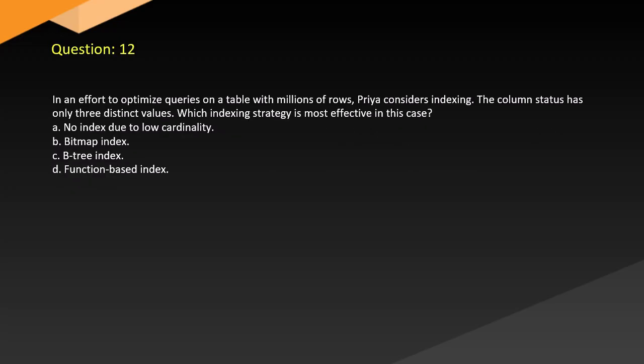Question 12. In an effort to optimize queries on a table with millions of rows, Prayer considers indexing. The column status has only 3 distinct values. Which indexing strategy is most effective in this case? A. No index due to low cardinality. B. Bitmap index. C. B-tree index. D. Function-based index.